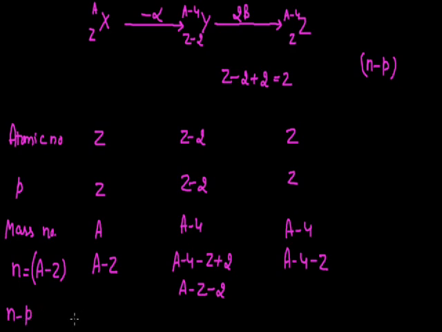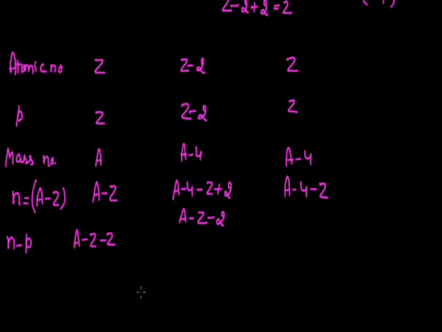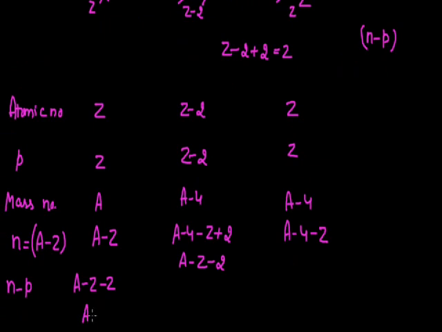For the first one, the value will be A minus Z. The number of protons is again Z. So the total value of neutrons minus protons will be A minus 2Z. Here the number of neutrons is A minus Z minus 2, and the number of protons is Z minus 2. We have to subtract the number of protons from this, so on solving, we will be getting the value A minus 2Z.